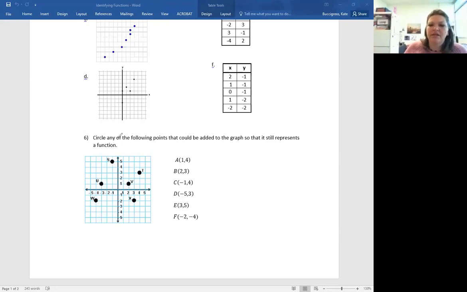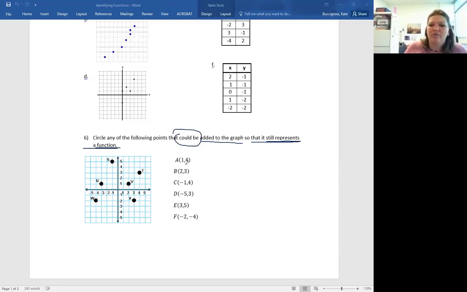So number 6 says, circle any of the following points that could be added to the graph. So we're going to add points to the graph this time, but we want to make sure that when we add, it still represents a function. So let's take a look here.